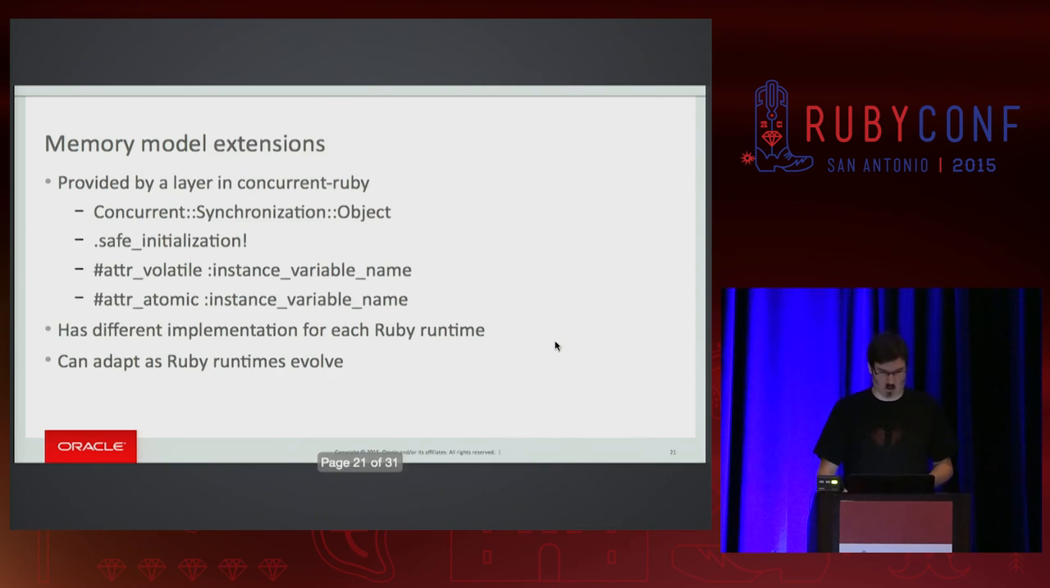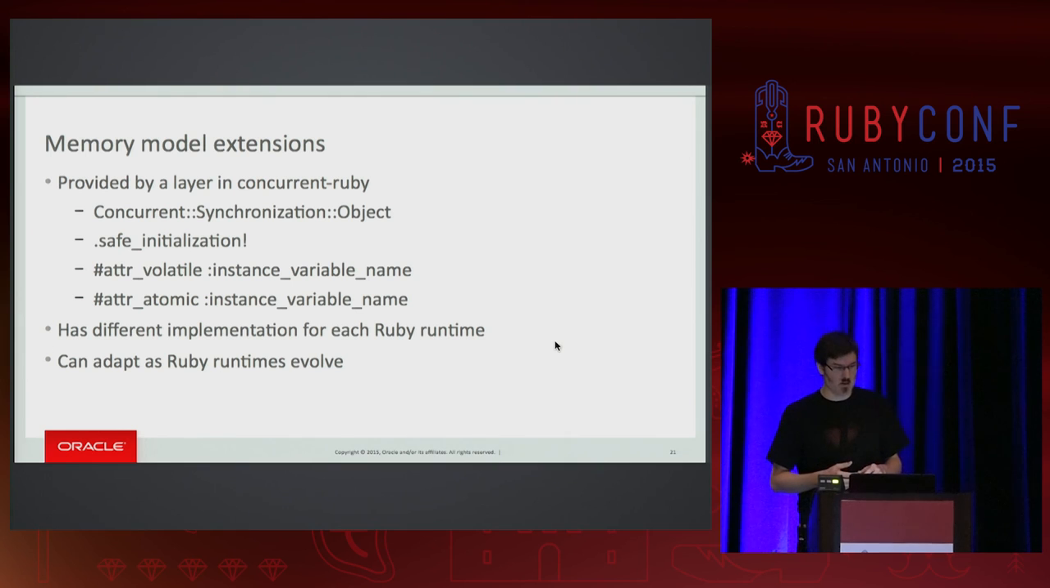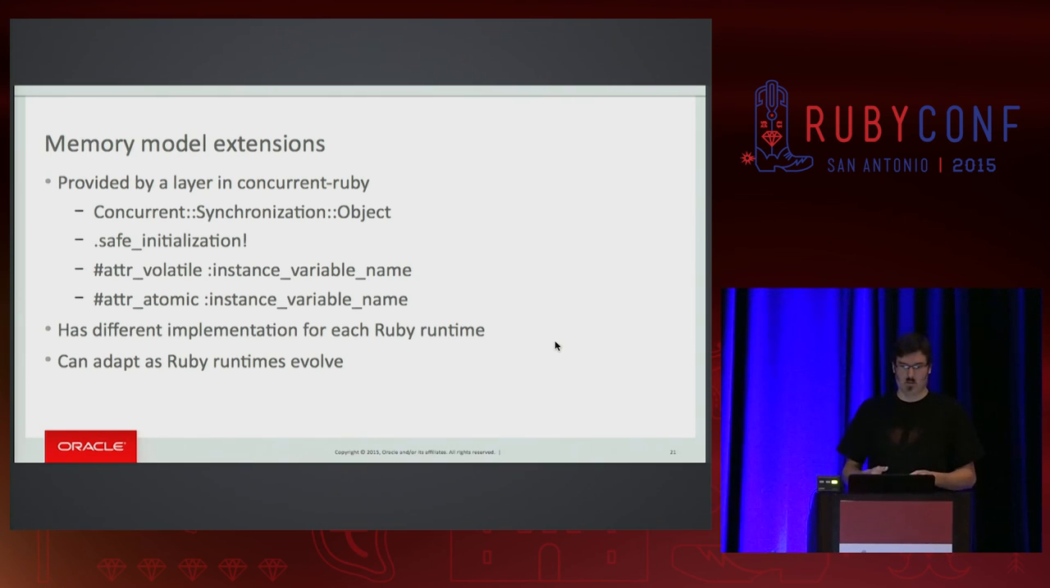So for that, we have some extensions in concurrent Ruby. There is a Concurrent::Synchronization object, which provides three methods. The first one is a class method, safe initialization, which just marks the class and all of its children to have safe initialization, which allows you to construct final fields. Then there is also attribute volatile, which creates for you a volatile reader and writer to some instance variable. It cannot actually modify the semantics of instance variables, so you have to use these writers and readers. And also there is attribute atomic, which besides the volatile reader and writer, also creates some atomic methods like compare and set and swap, and I'll be talking about them a little bit more later.